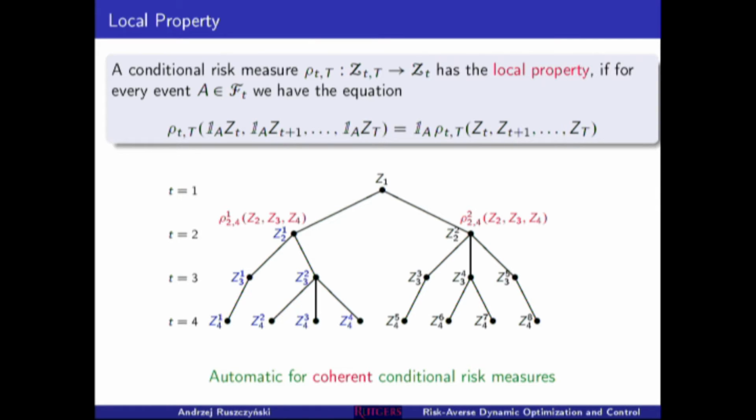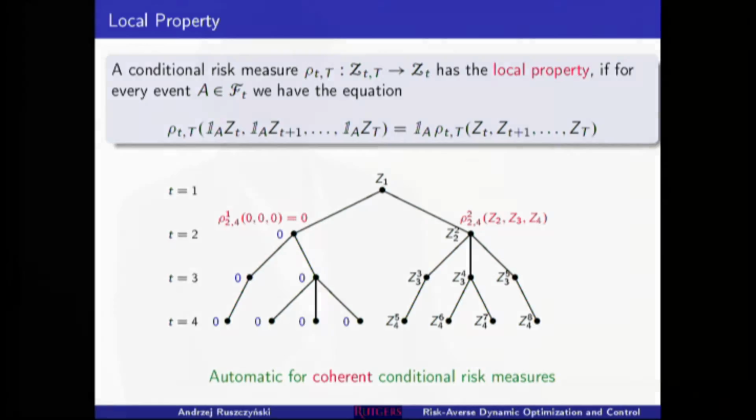And then if I replace the blue Z's by zeros, then the evaluation of these zeros will be 0, but this number will not change. This number will not change, okay? This means the evaluation of risk here does not depend on the outcomes that are impossible, that cannot happen once we are there, okay?